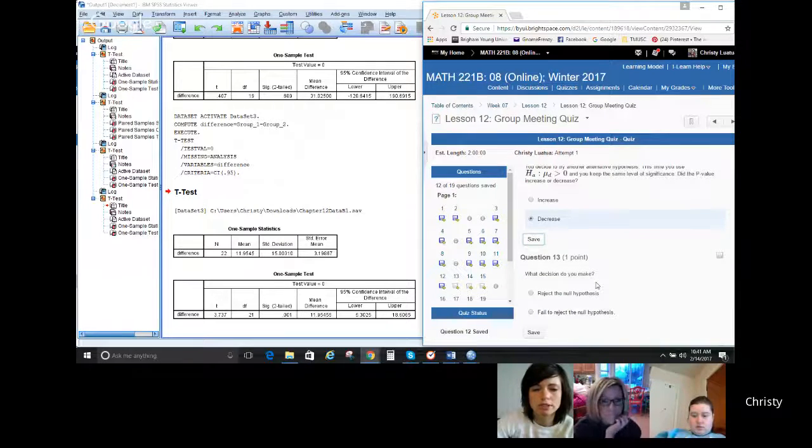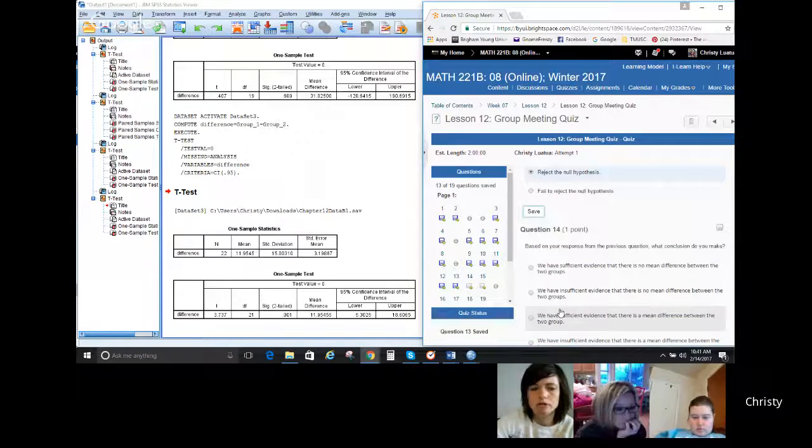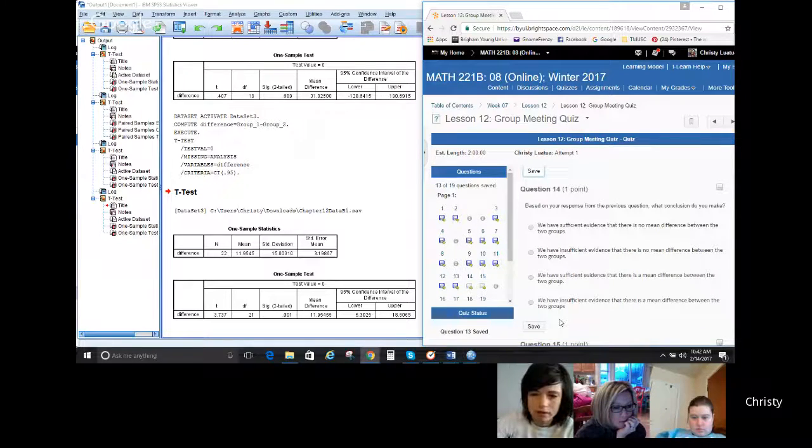Okay, 13. What decision did you make? So if the p-value decreases, we still reject the null, right? Based on your response from the previous, what conclusion do you make? So we have sufficient evidence that there is a mean difference between the groups. It's the third one, right?